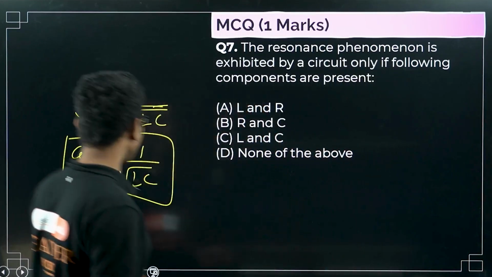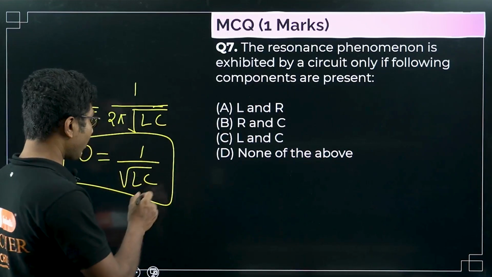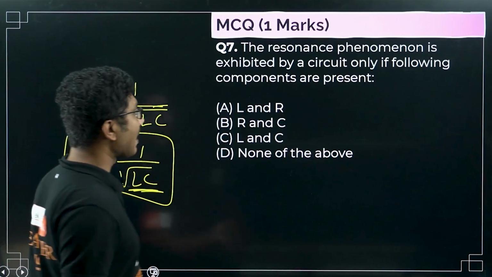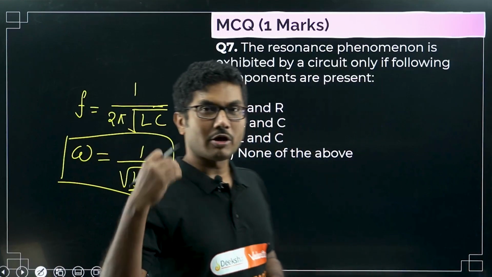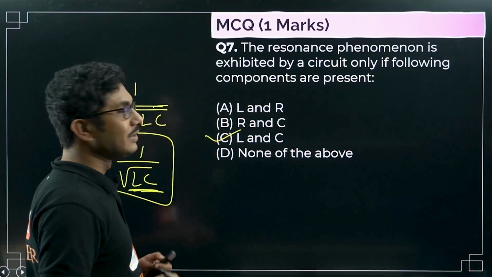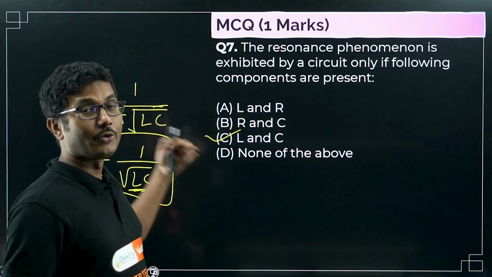So what are the components required? Is there any R involved here? No, R is not involved, only L and C are involved. So resonance happens only when L and C are both connected. R is not compulsory. R basically regulates the current, otherwise there is no necessity for R to produce resonance.